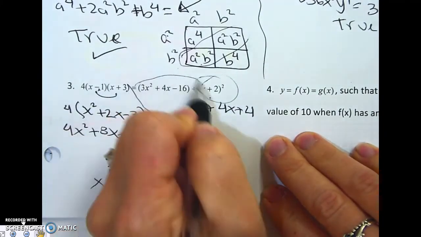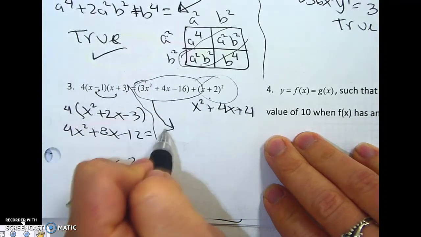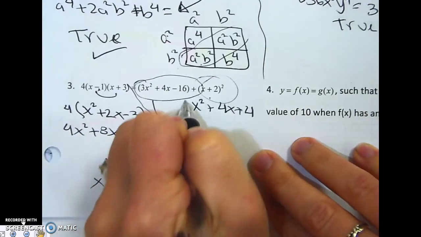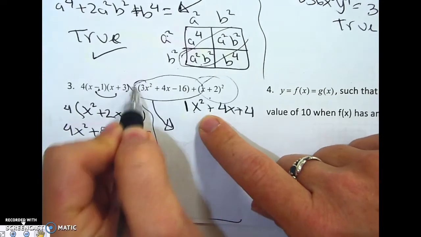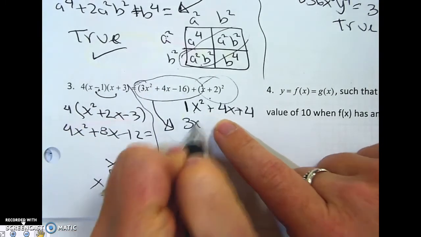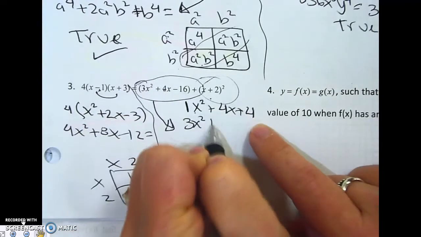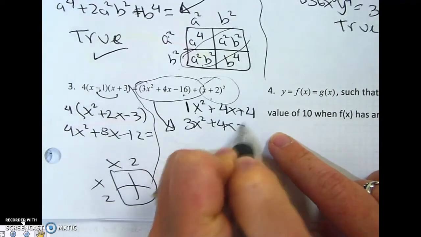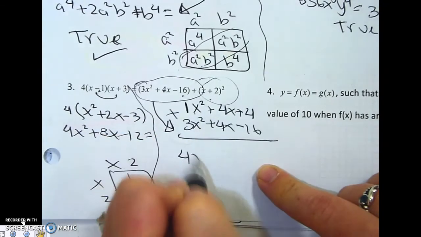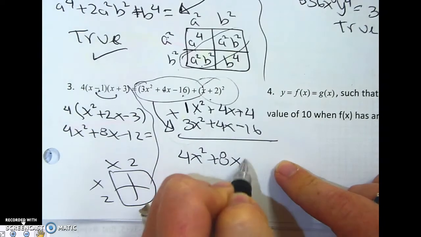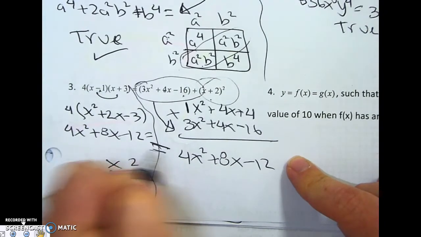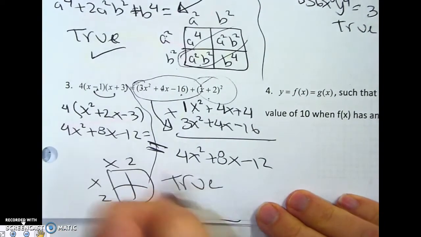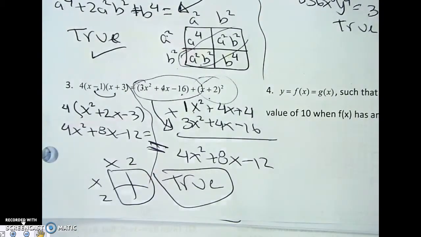And then they want me to add it to this. So I feel like the easiest thing for me to do is put a 1 in front, because I'm going to be adding, and write it vertically, because these are the same. These are the same. And these are the same. 4x squared plus 8x minus 12. Therefore, they are equal. This is true. Okay?